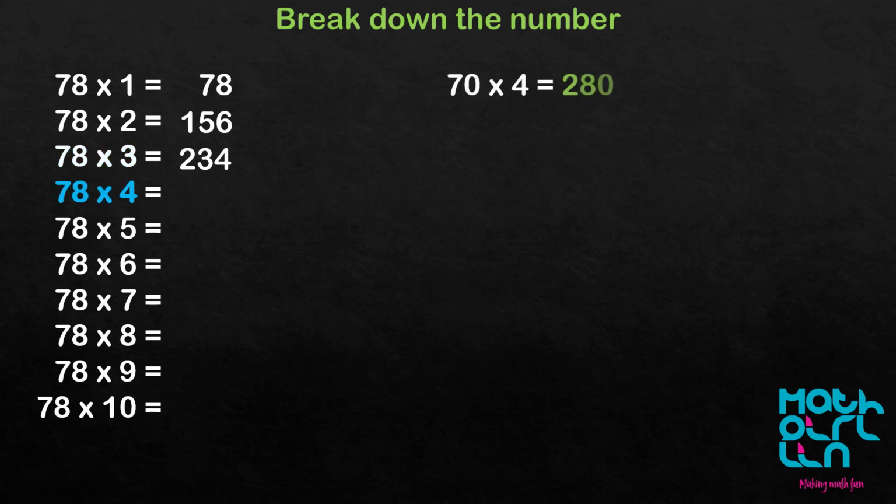70 times 4 is 280. 8 times 4 is 32. 280 plus 32 is 312. 70 times 5 is 350. 8 times 5 is 40. 350 plus 40 is 390. 70 times 6 is 420. 8 times 6 is 48. 420 plus 48 is 468.